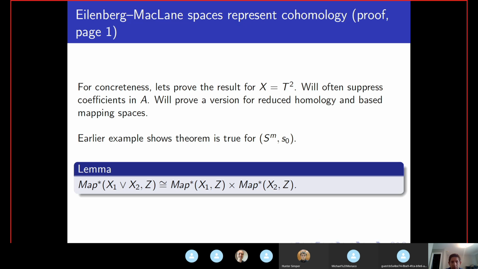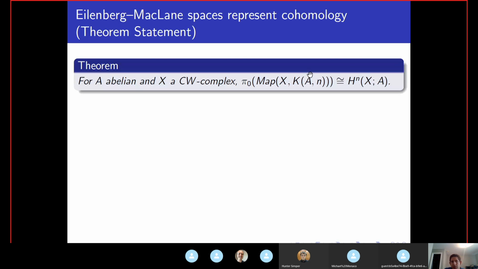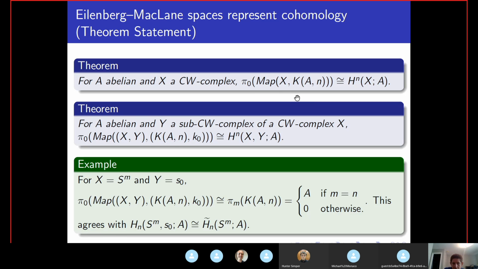Yeah, so I'm going to prove the theorem. For concreteness, I'm going to just prove it in the case that X is a torus, but hopefully you get the general idea. If you don't, speak up. We're trying to prove this more general theorem, but in the case that Y is a point. So equivalently, we're going to prove it for reduced cohomology and based mapping spaces.